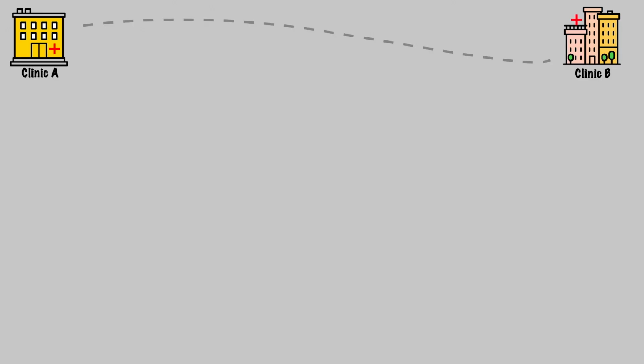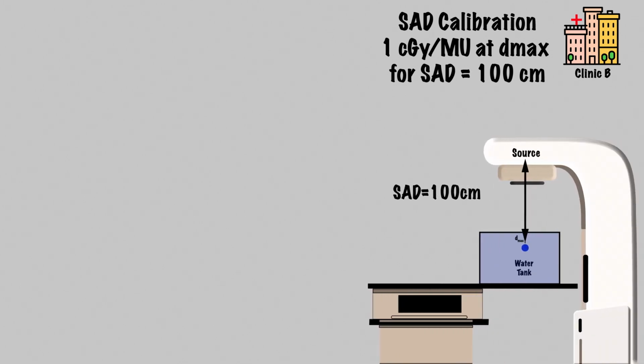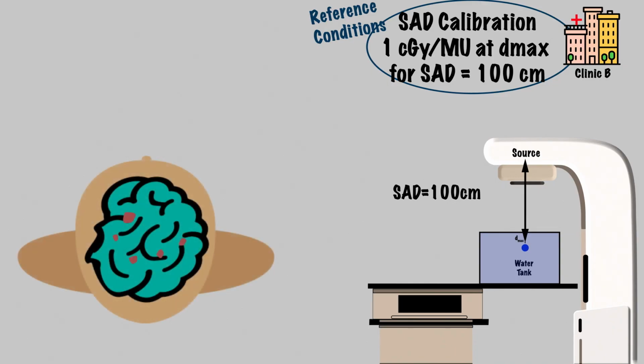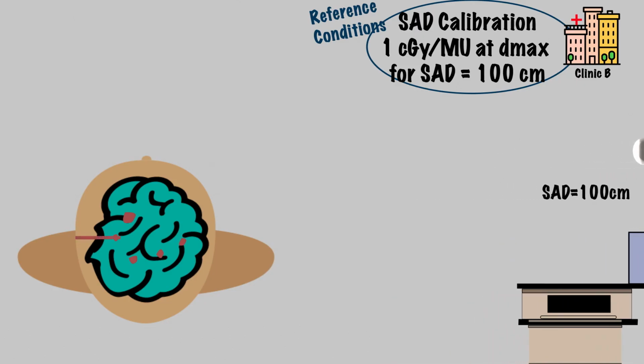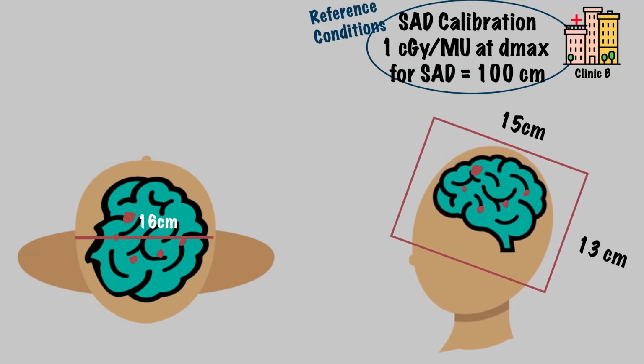Remember, the first step in any MU calculation is to understand the reference conditions. You are informed this clinic's reference conditions are different than the previous clinic. Their reference conditions are 1 centigray per monitor unit at Dmax with a 100 centimeter SAD setup. You plan to deliver whole brain radiation. The patient's head measures 16 centimeters in separation, and the field size is 13 by 15 centimeters. You prescribe a dose of 300 centigray for the first fraction with opposed lateral beams and an SAD setup.